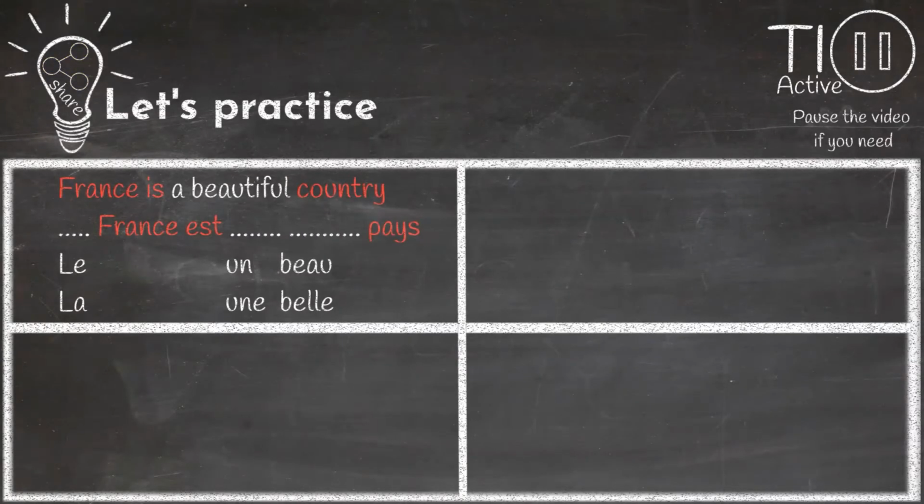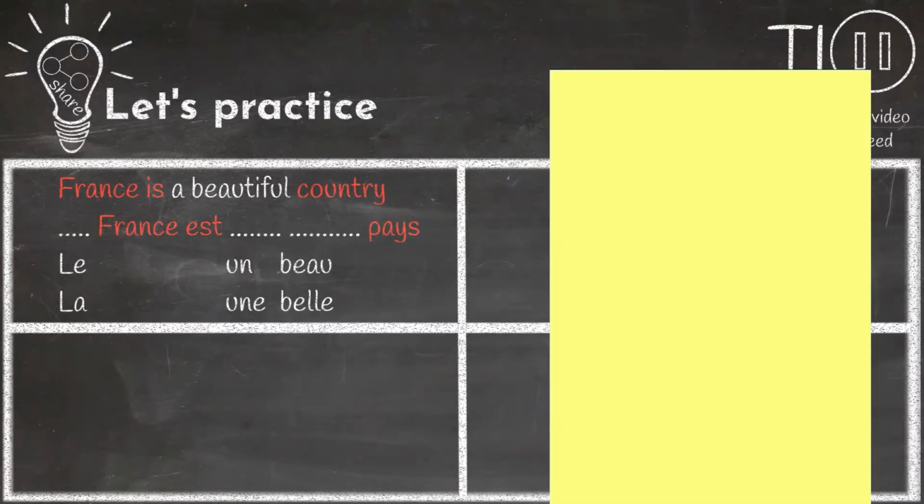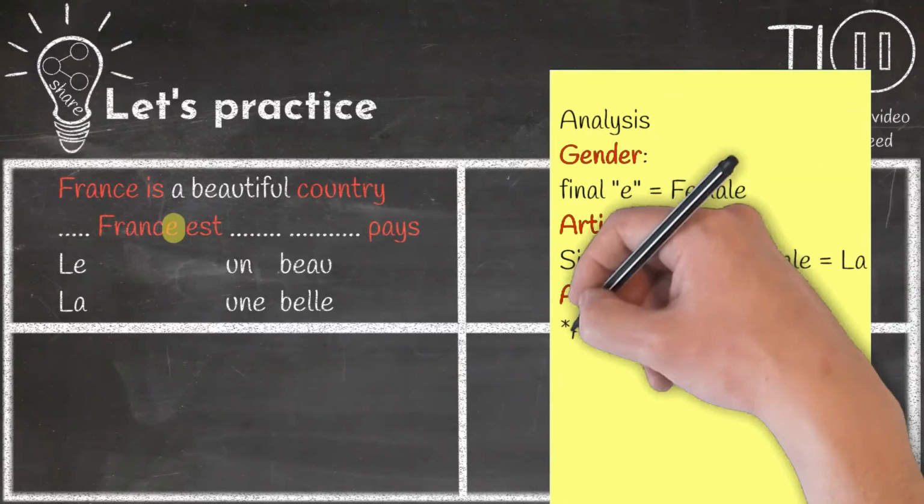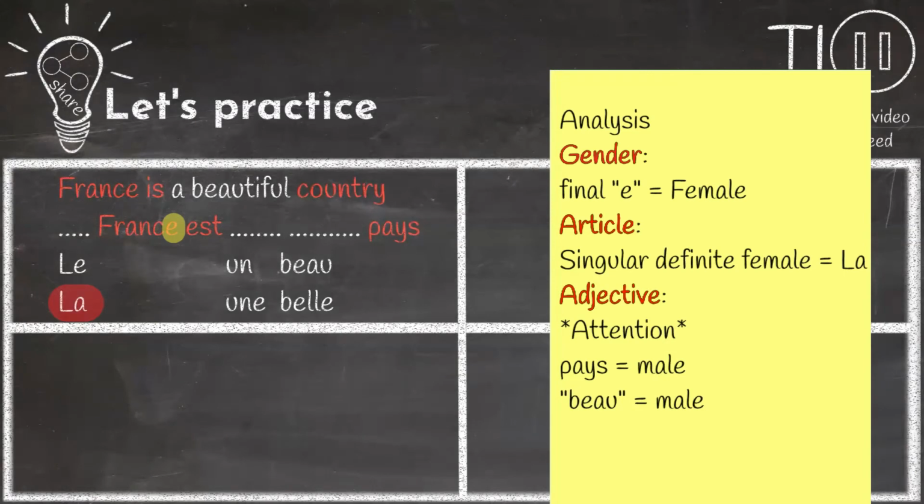So as I can see, we have a female noun here because I can see the final E. So with no doubt, I'm gonna choose la as the definite female article. And about the second part, remember that this is a male noun, so we need to choose the male article and the male adjective.